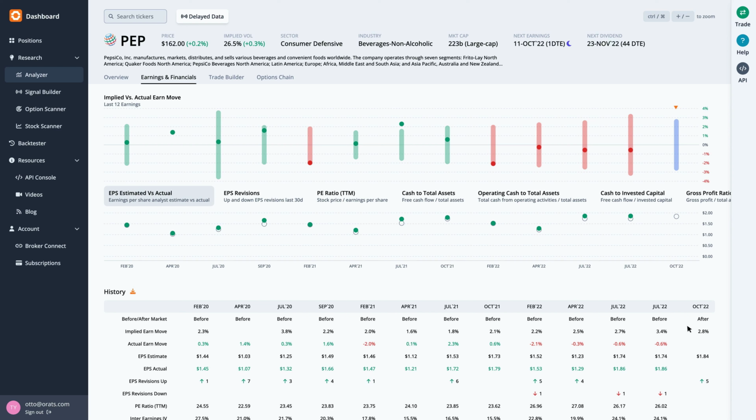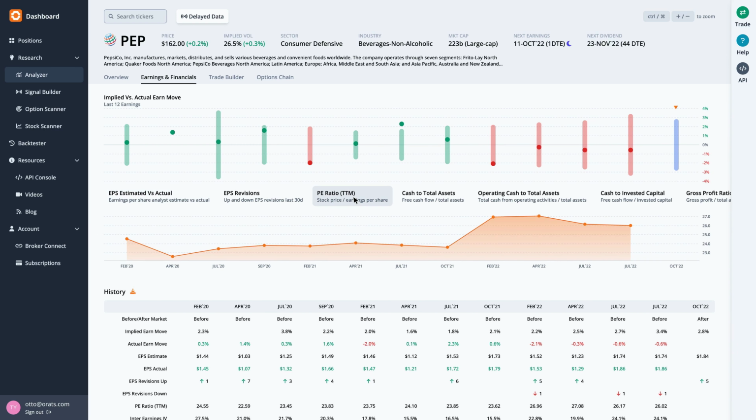We can overlay quarterly financial data by clicking on the ratios below the earn move graph. Let's look at the PE ratio, which is the stock price divided by the trailing 12 months earnings per share. For PEP, the current PE ratio is 25.0, which is 1.5% over the average for the last 12 earnings observations.